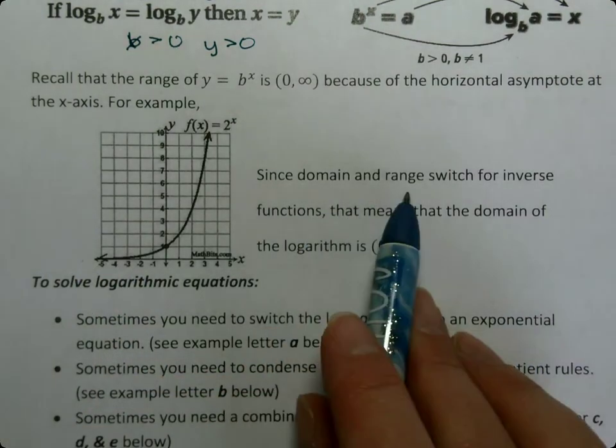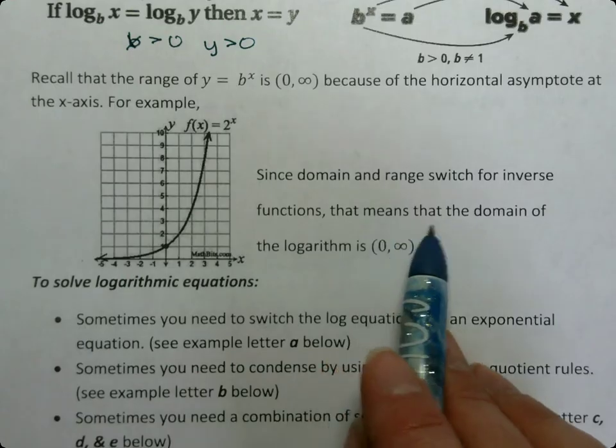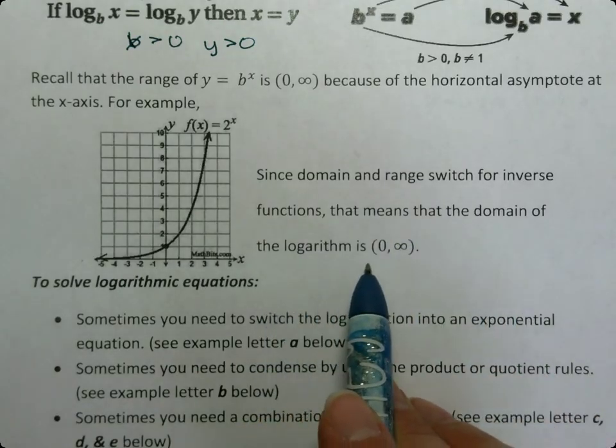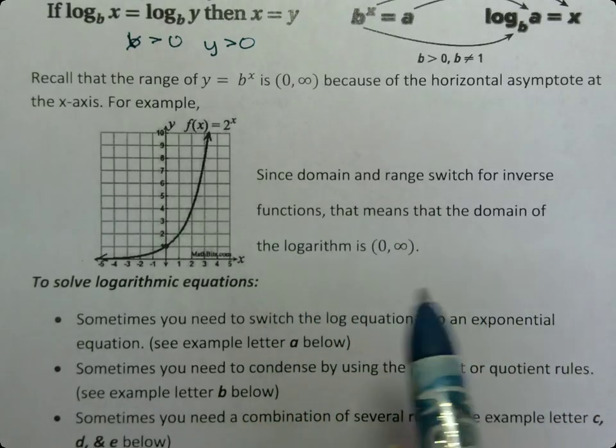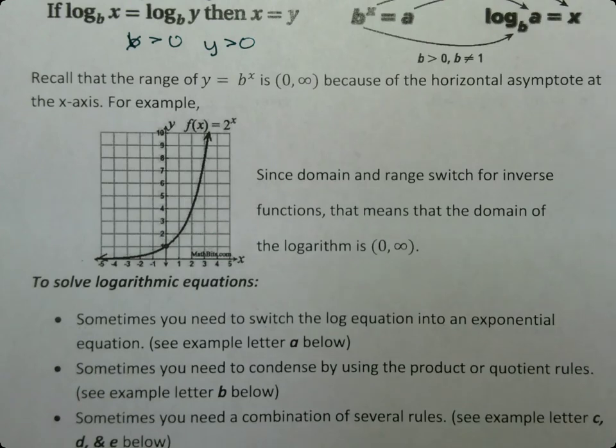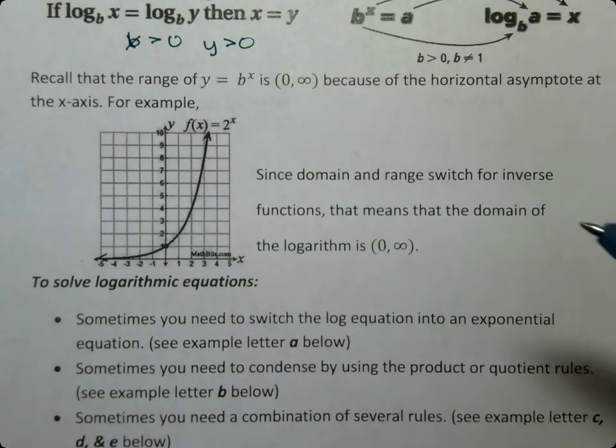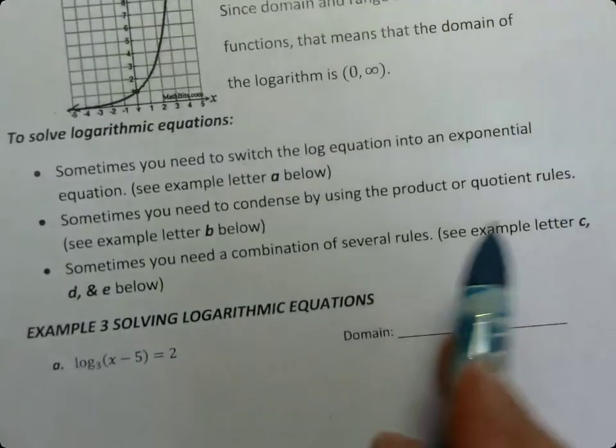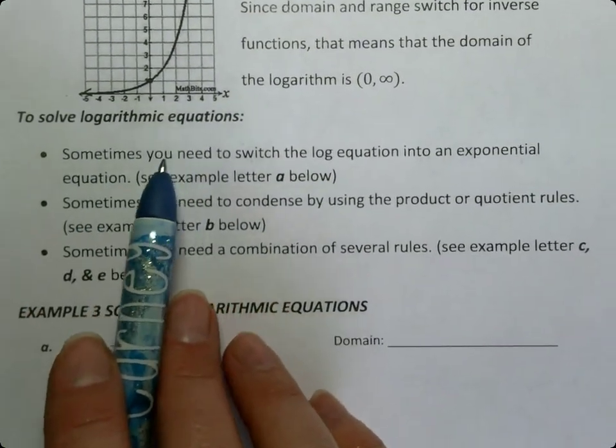Since domain and range switch for inverse functions, that means the domain of a logarithm is 0 to infinity, and the range would be all reals. We have talked about functions and their inverse. We switch x and y. Same thing here. So how do we solve logarithmic equations?